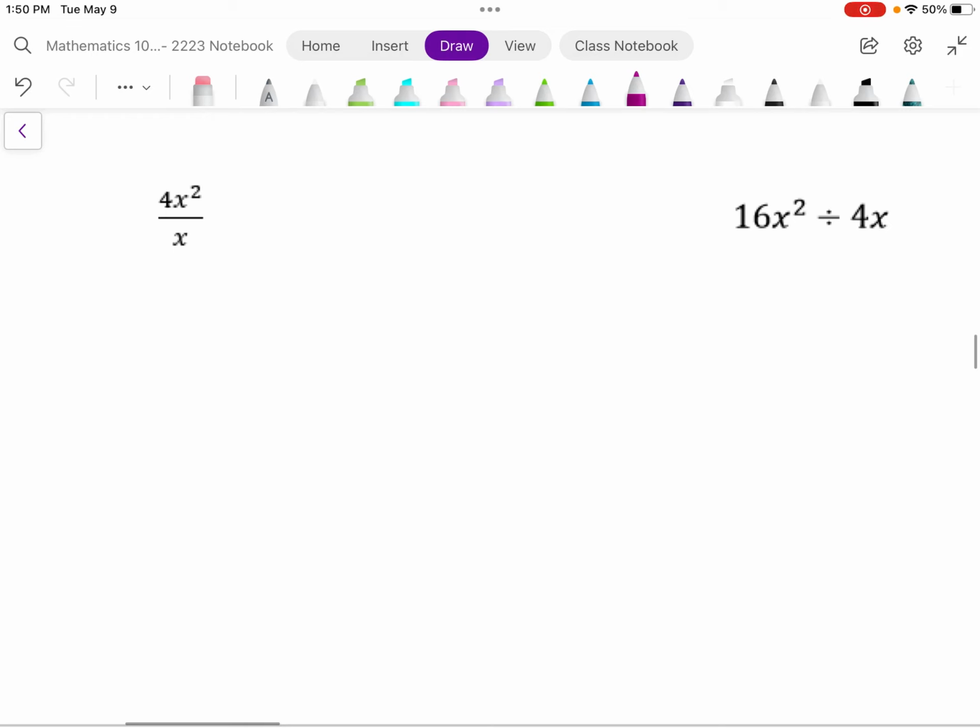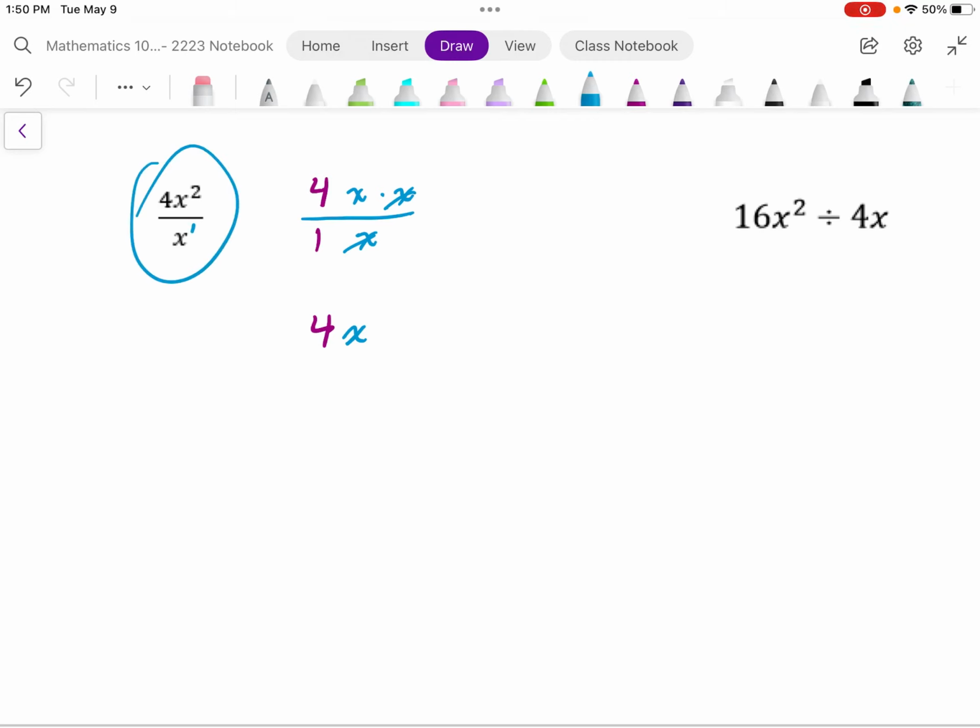So let's go 4x squared divided by x. So I'm going to use my expanded multiplication. That's 4 times x times x divided by x. Now, I'm going to think of the coefficients independent. Now, 4 divided by what? Well, there's really secretly a 1 in the bottom. 4 divided by 1 is 4. Now I have x times x divided by an x, a common factor of x, so they cancel out, which just leaves me 4x.